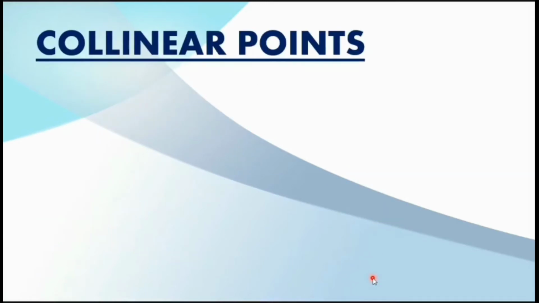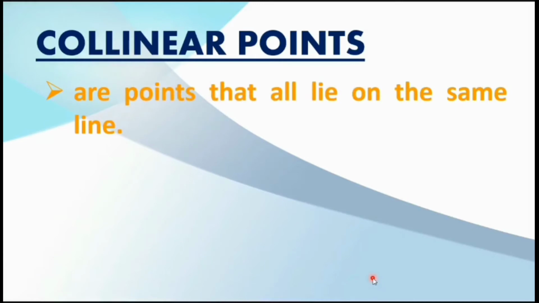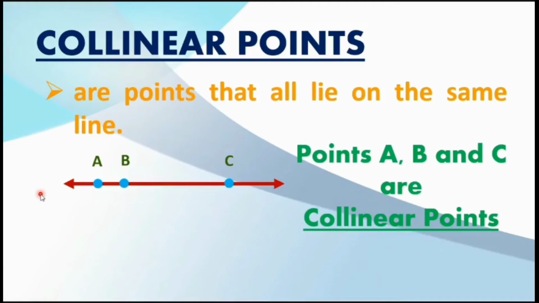Next we have is collinear points. What do we mean by collinear points? These are points that all lie on the same line. Ibig sabihin, etong mga points na to ay matatagpuan natin sa iisang line. Suppose we have 3 points here. Points A, B, and C. How will we know that these points are collinear points? These points are collinear points because they lie on the same line. Ibig sabihin, they are aligned on one line. So, therefore, we can say that points A, B, and C are collinear points.